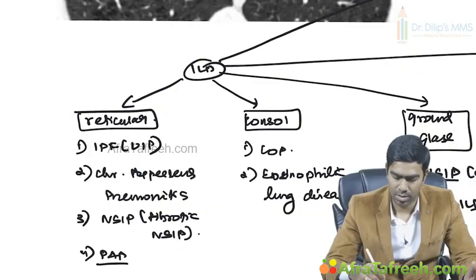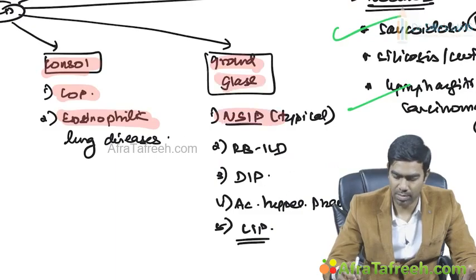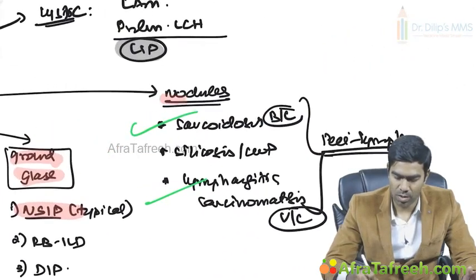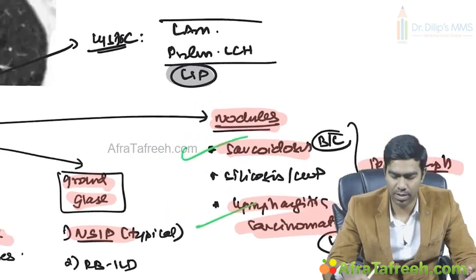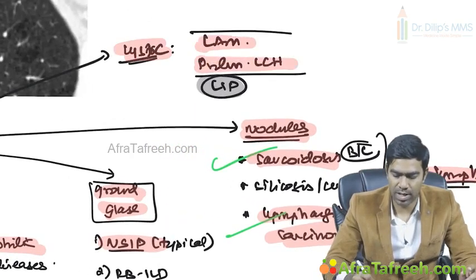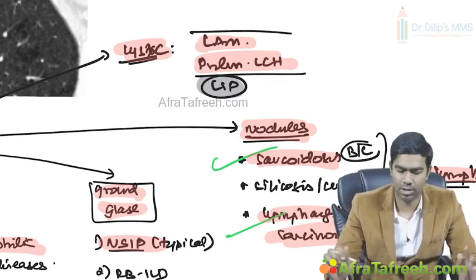You might be asking me the question, how can I remember all this, and what is the most important for the exam? Simple. Reticular, IPF, that's all. Consolidation, COP and eosinophilic lung disorders. Ground glass means NSIP. Nodules means sarcoidosis and lymphangitis carcinomatosis, especially perilymphatic nodules. Cystic means LAM and pulmonary Langerhans histiocytosis. I want you to remember only this much, nothing else. If you remember this, you are the rock star in the exam. That's all.